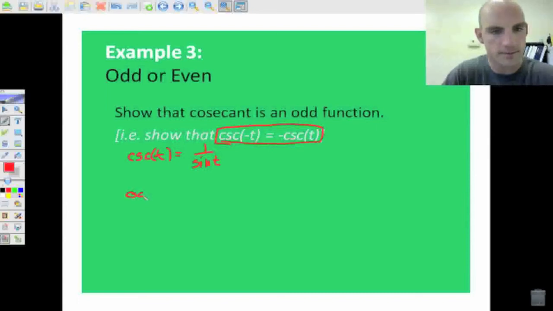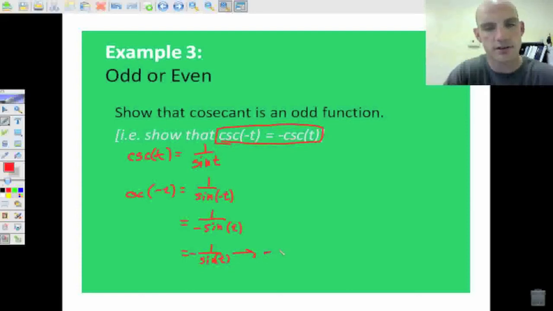The cosecant of negative t is going to be equal to 1 over sine of negative t. But I remember that sine is an odd function, so I know that this is 1 over negative sine t. Look how this works. You see how it's going? 1 over sine t. I'm going to put my negative out front, and this reduces to negative cosecant of t.